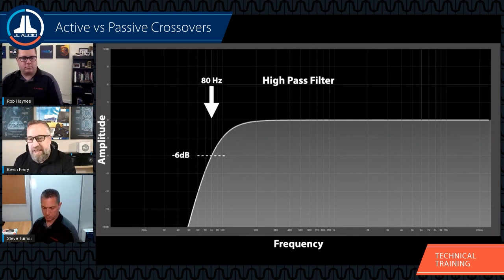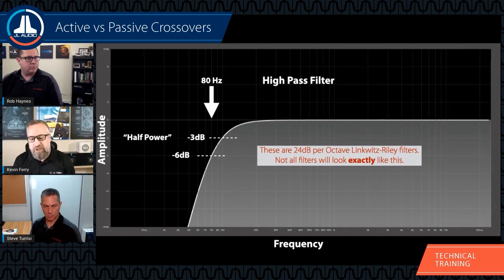So we can see this 80 hertz high pass filter at 6 dB down is at 80 hertz. So we know that is a 24 dB Linkwitz-Riley that we used on there. And just as a reference, at 3 dB down, you are at half power.